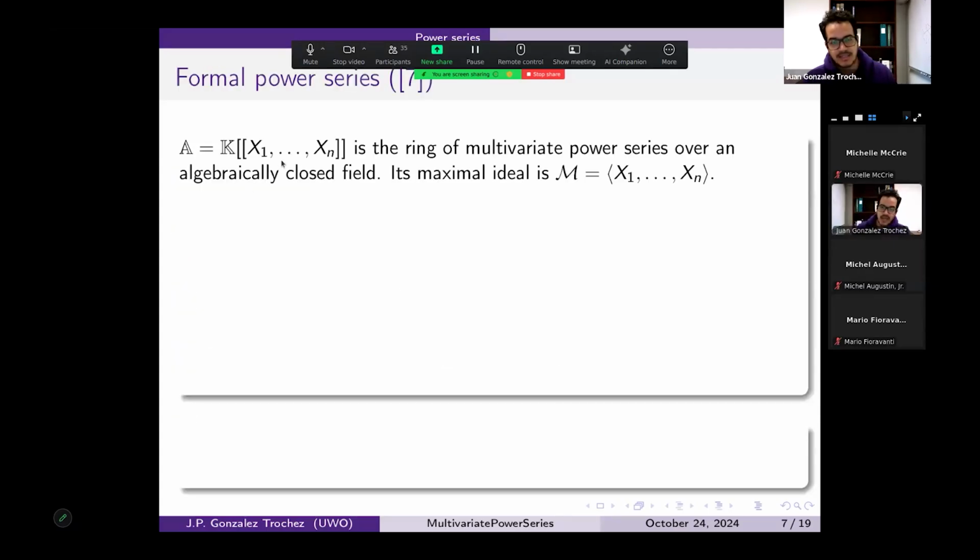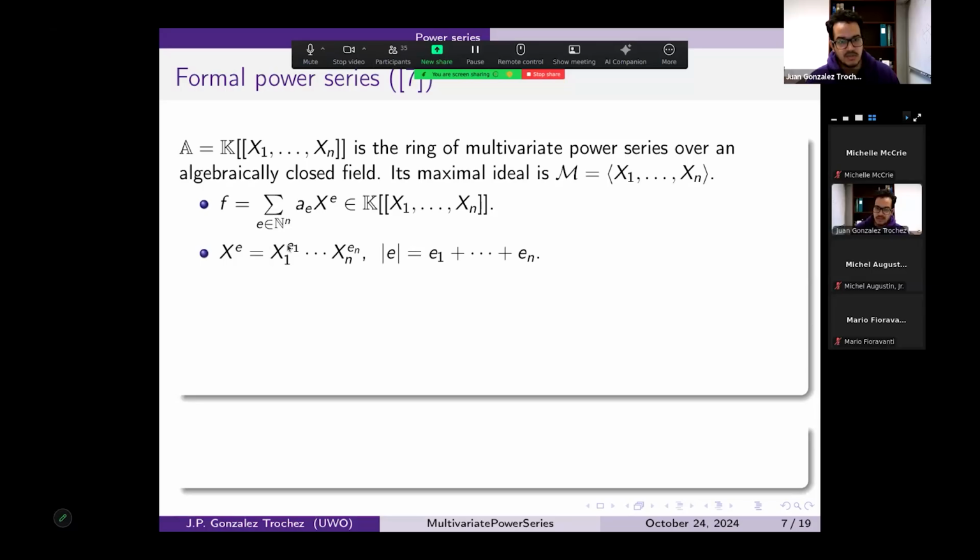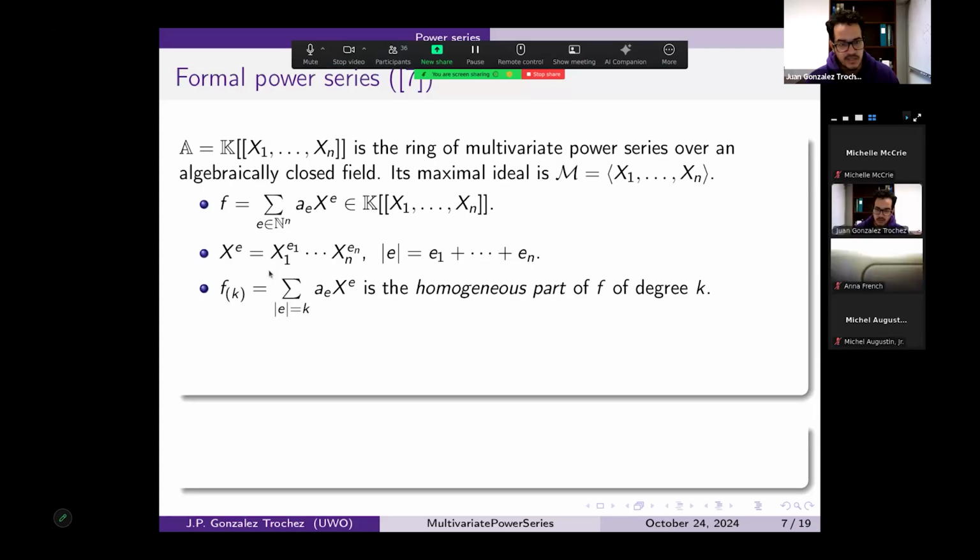So, power series. Let's denote A as the ring of multivariate power series in the variables x1 through xn over an algebraically closed field K. A formal power series of this ring is just a formal sum over all the possible multi-indices E of a constant a_E times x^E, where x^E is just the product of xi to the ei for i from 1 to n. The homogeneous part of degree k of a formal power series F is just the sum of all the terms in the power series such that their degree is equal to k.